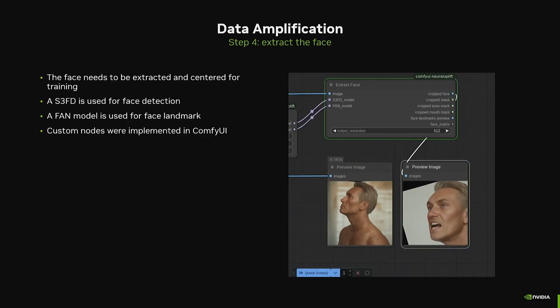We use two models here. One to detect the face, called S3FD. You give an image, and it detects the face in the image, like a bounding box. After that we use another one called FAN, which is a face landmark model, meaning it will detect where the nose is, where the eyes and the mouth are, and this is how we can then extract and center the face on the image.